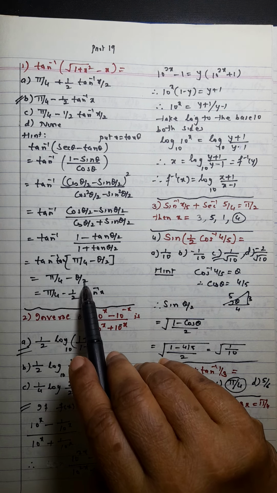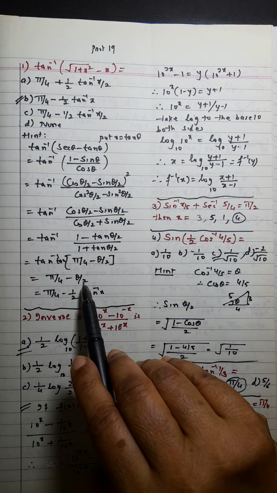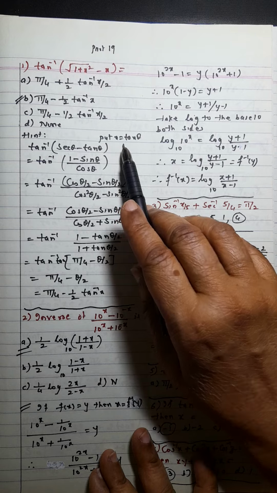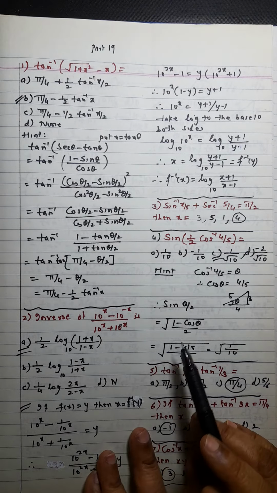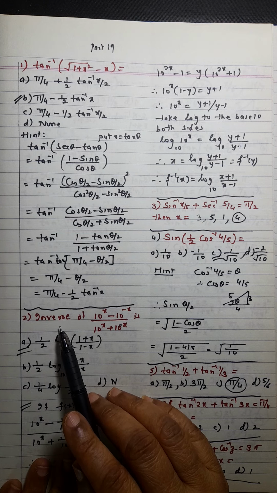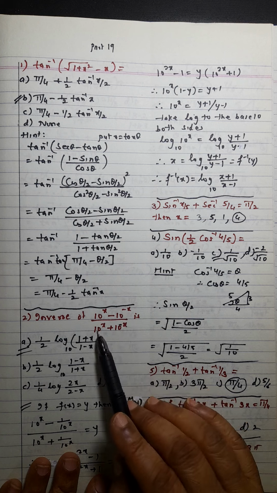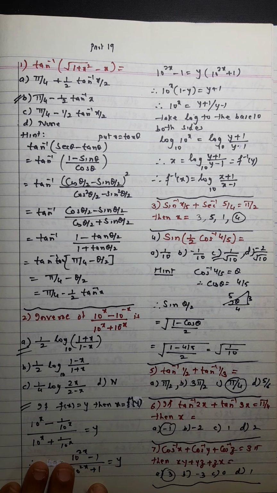I will substitute the value of theta by 2. Pi by 4 minus half of theta. Theta is tan inverse x. So this is your answer. Now here, this function is not a trigonometric function, but because it is an inverse, I am taking it here. What is the inverse of this?